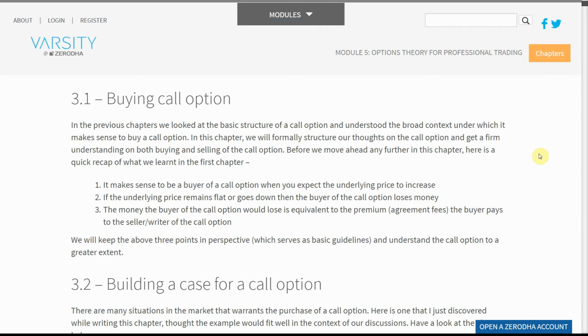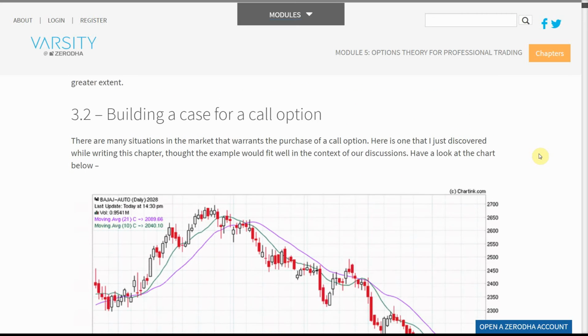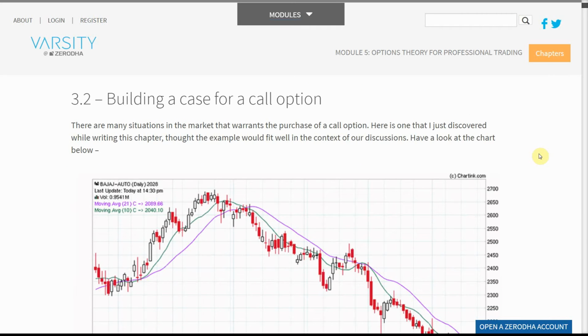3.2 Building a case for a call option. There are many situations in the market that warrant the purchase of a call option. Here is one that I just discovered while writing this chapter. I thought the example would fit well in the context of our discussions. Have a look at the chart below.